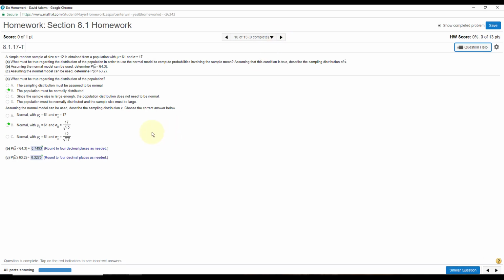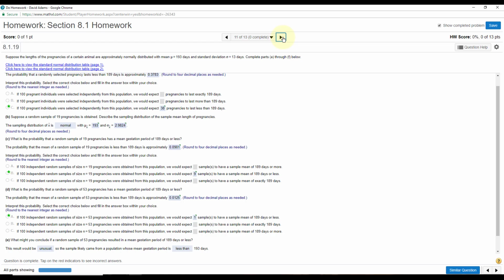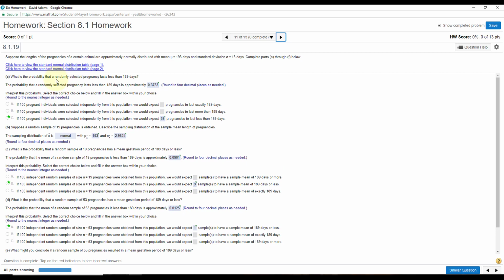This is done exactly the same way, right? I'm on problem 11. Now this is different. Slow down on this and be careful. Do you see that we're looking at pregnancies? We're told that the parent population of all possible pregnancies has a normal distribution. So the parent population is normally distributed. The mean for that parent population is given by 193 in this case, sigma 13. But in part A, they want you to not use the central limit theorem. You're looking at an individual pregnancy, not a sample, an individual pregnancy.